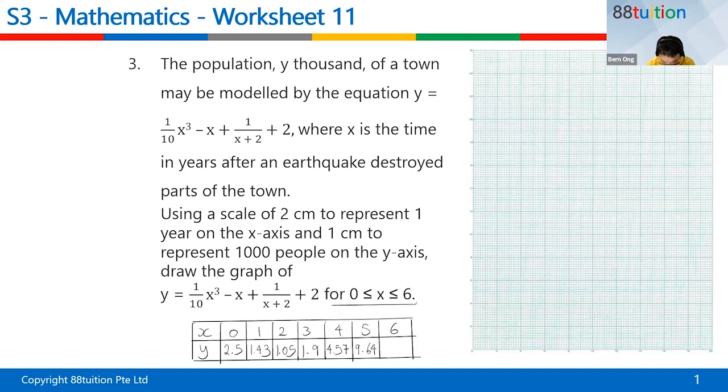9.64. I try to hold everybody to 2 decimal places. And the last one will be 17.73. So these are my values of x and y. Can you see?